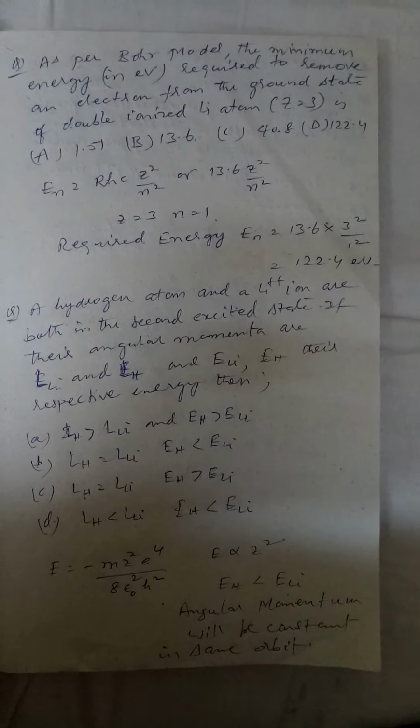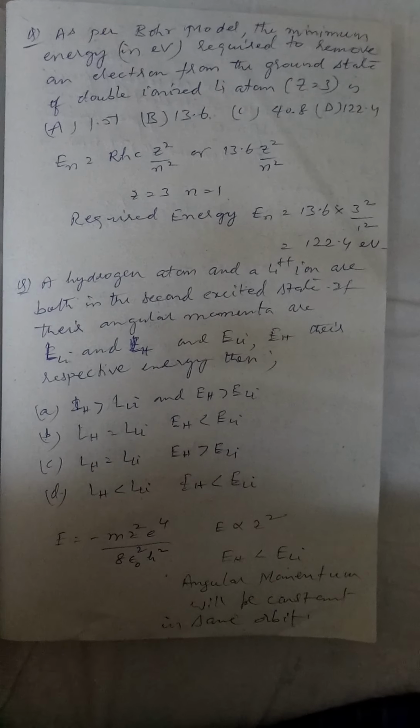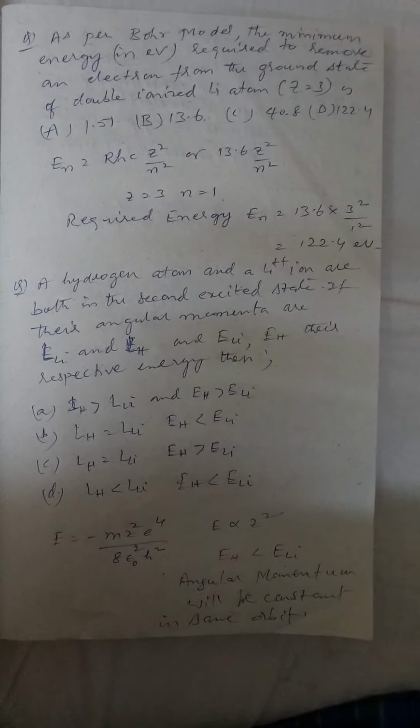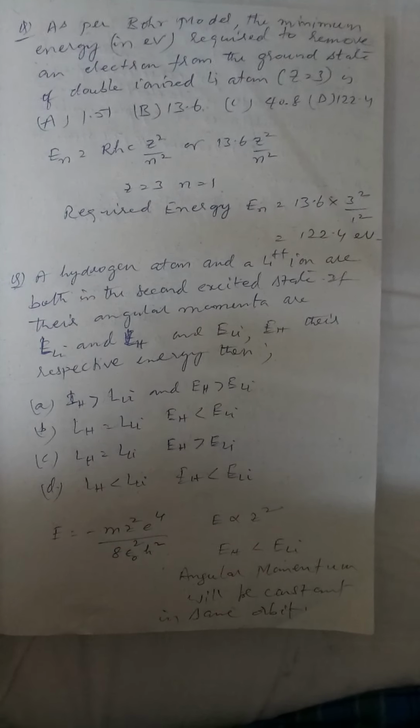A hydrogen atom and Li++ ion are both in the second excited state. Second excited state means N is equal to 3. If their angular momentum are LH, LLi and energy is EH and ELi, their respective energies, then which of the statement is true?